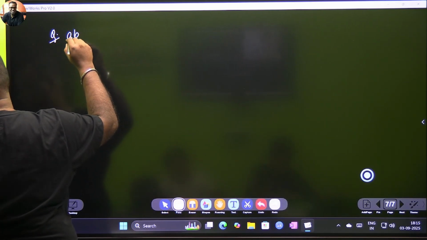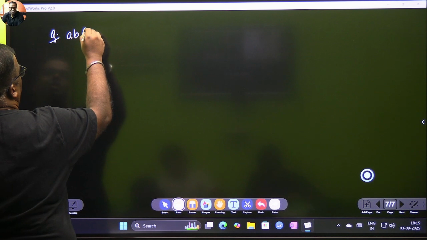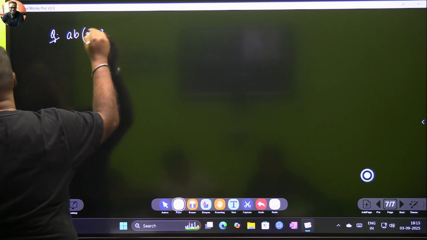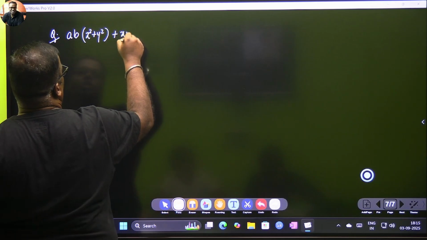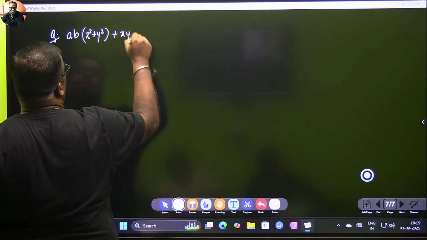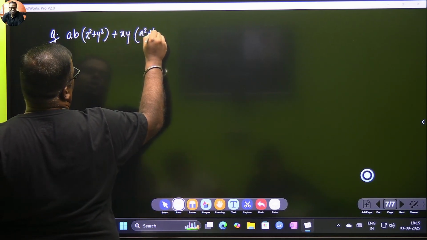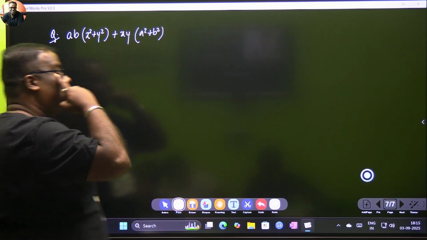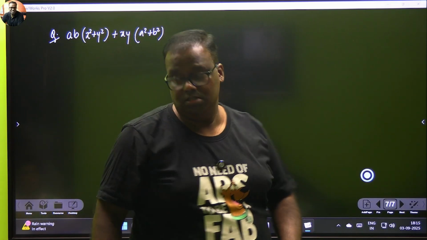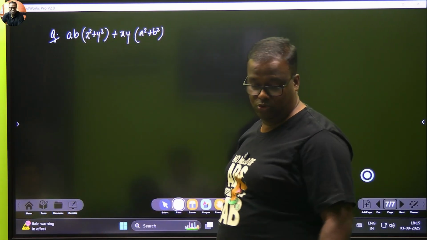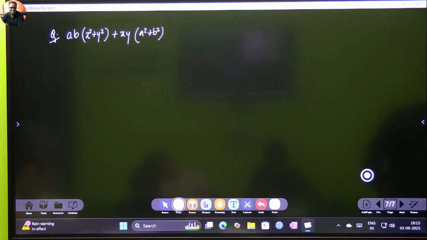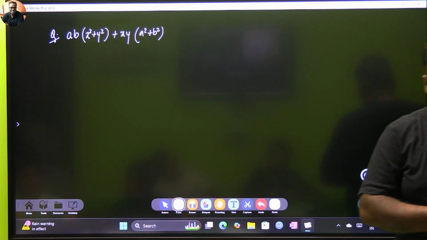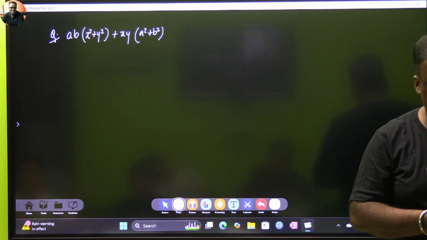ab(x square plus y square) plus xy(a square plus b square). Now this is really getting into the nerves. You don't see anything common now. How to do this? This is also very easy.